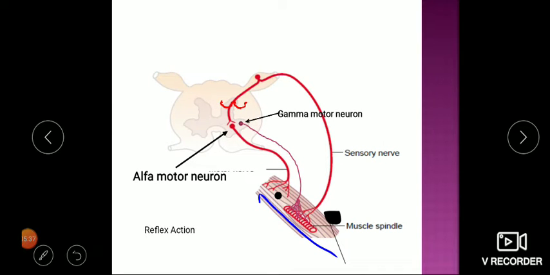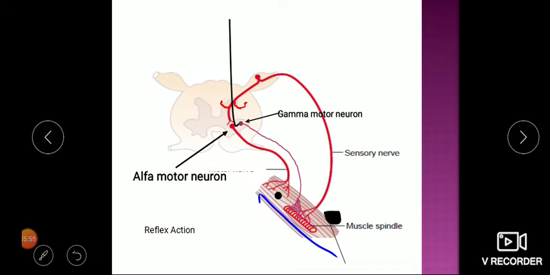So many times we get a jerk of a muscle after a tap, so it is called a tendon jerk, which we'll be learning during the deep reflexes of the motor system. During the practicals, we learn that after giving a tap, the muscle contracts reflexly. So that is a tendon jerk.